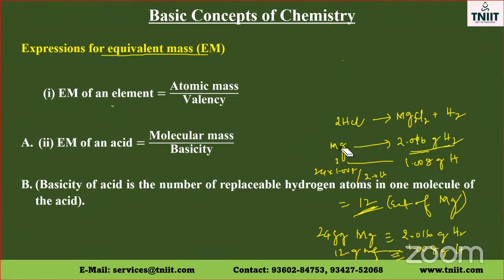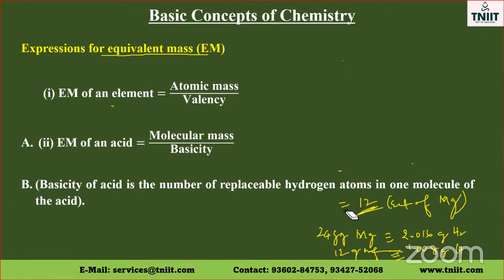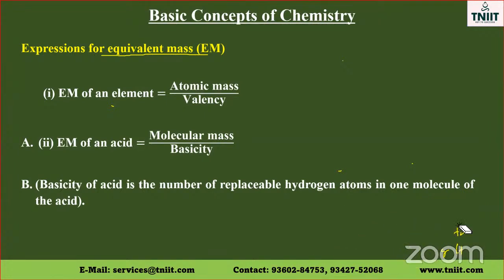Now, equivalent mass is calculated for various compounds. It's calculated by different formulas. Now, equivalent mass of an element is calculated by the formula atomic mass by valency. Now, we understand valency is nothing but the combining capacity of an element. Valency is defined as the combining capacity of an element.